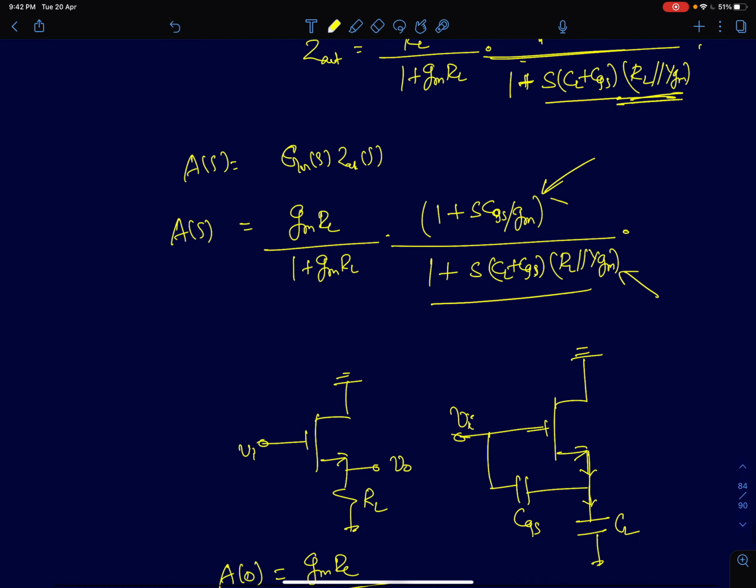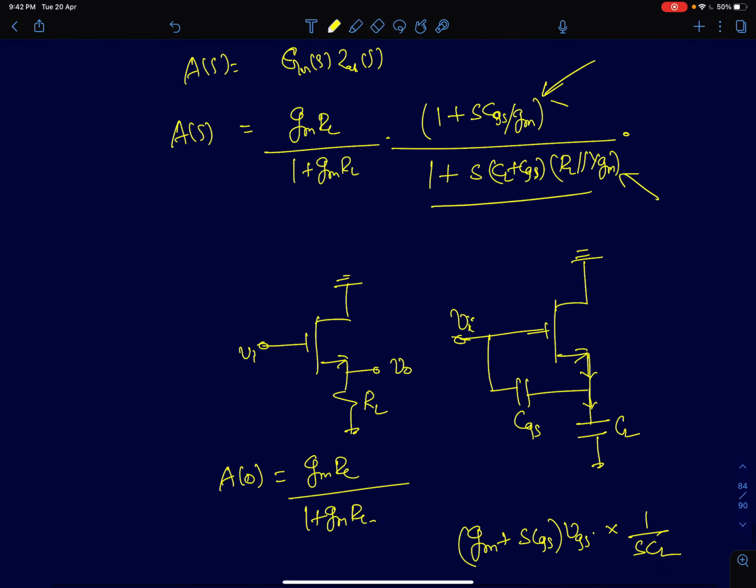And what we will do is very quickly analyze the circuit intuitively and see how this common drain amplifier behaves under limiting or boundary conditions. That is, first at DC, how does the circuit behave, and at infinite frequencies, how does the circuit behave, and then we will try to correlate it with this response.